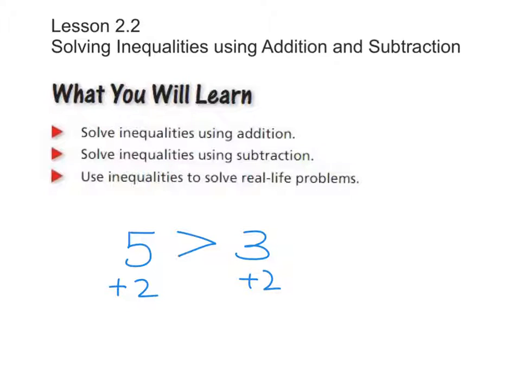Well, what if instead of adding 2, I subtracted 2? Does it stay true? 5 minus 2, 3 minus 2. 5 minus 2 is 3, and 3 minus 2 is 1, and is 3 still greater than 1? Yeah. So basically, as long as I do the same thing on both sides and it's just addition or subtraction, my inequality is going to stay true.